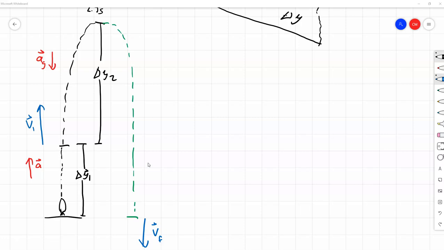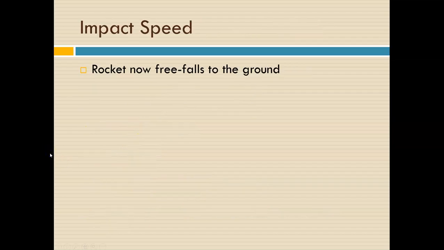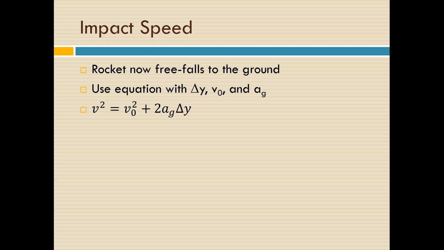Okay. Now, having said that, let's go ahead and use the top point, the point where the velocity is 0. Then we know delta y, we know v0, and we know a sub g. We're trying to find v sub f, the final velocity. So that means we use this equation. We don't care about the time. V squared equals v0 squared plus 2a delta y.